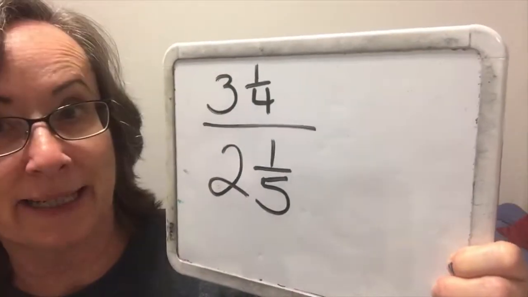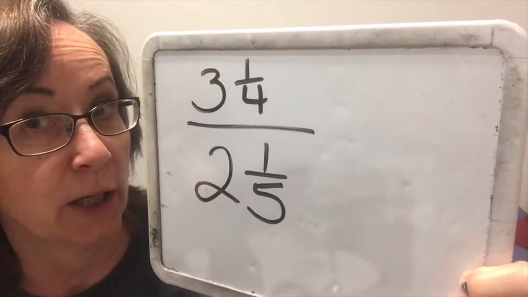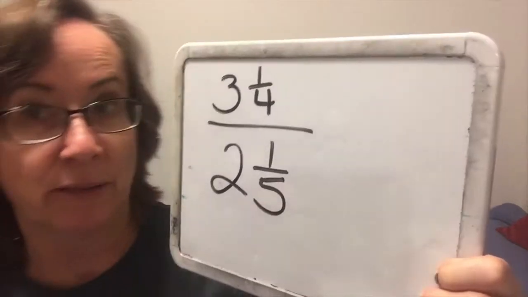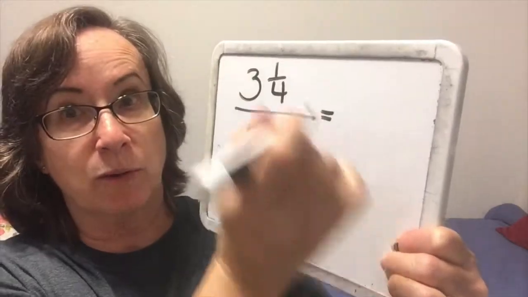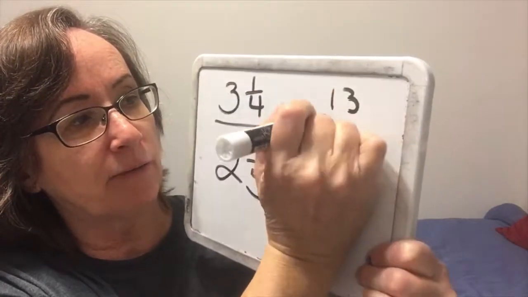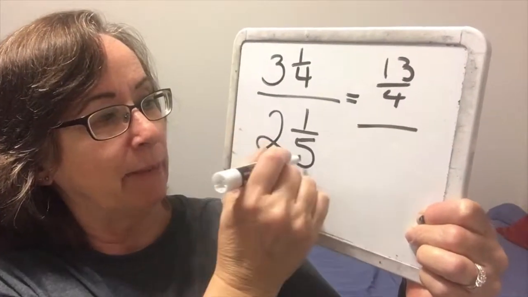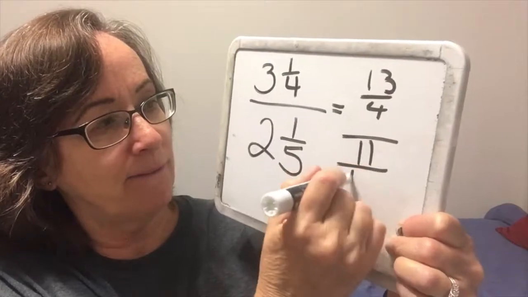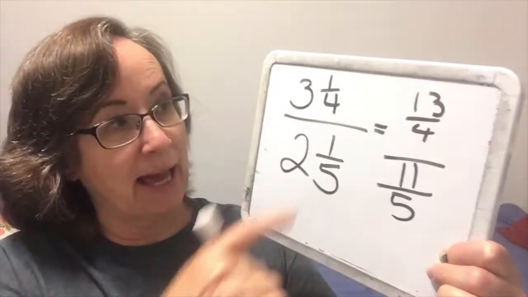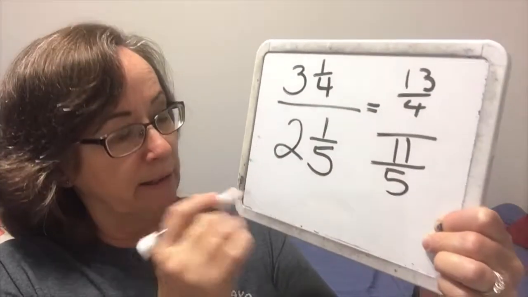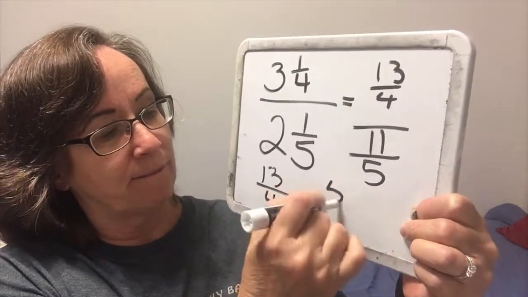Okay, so here is practice C. So copy it down and pause your video. Okay, so we're going to turn each one into an improper fraction. 3 times 4 is 12 plus 1 more is 13 fourths. And then we turn this one into an improper fraction, and we have 10 plus 1 is 11 fifths. So this one divided by this one is the same as this one times the reciprocal, right? So 13 fourths times 5/11.